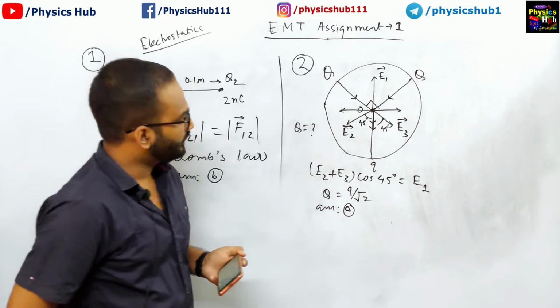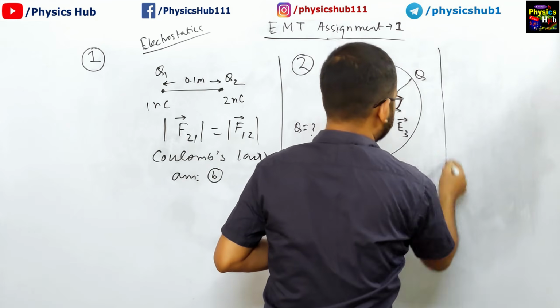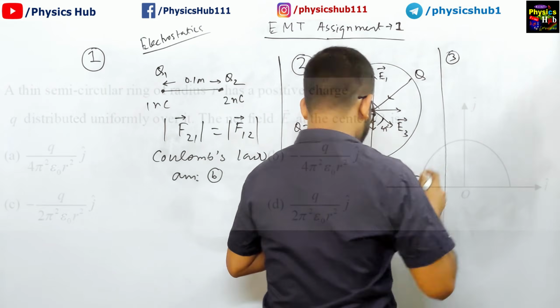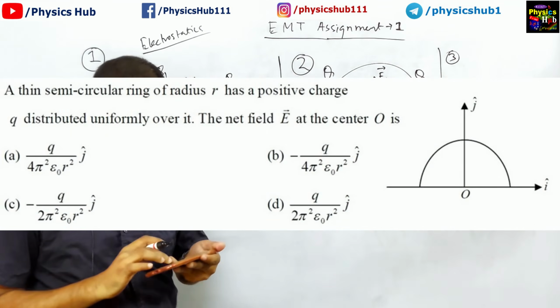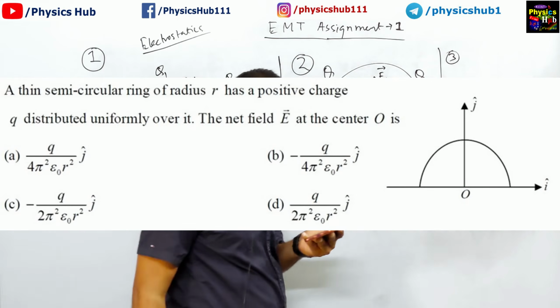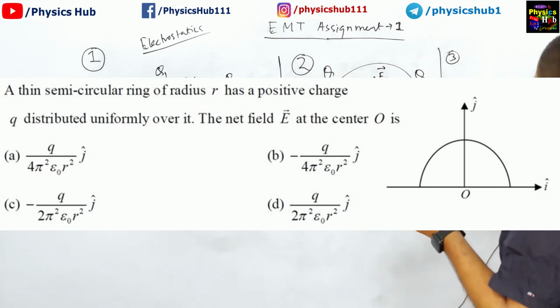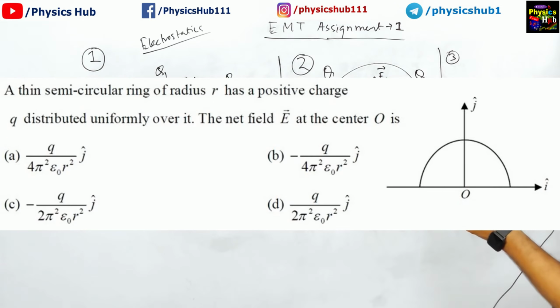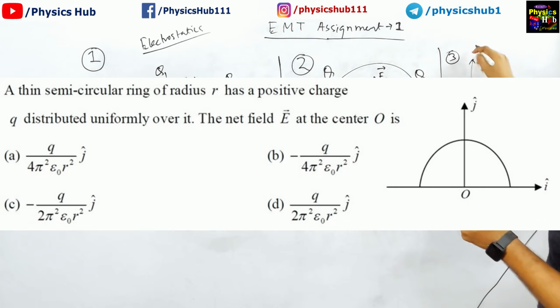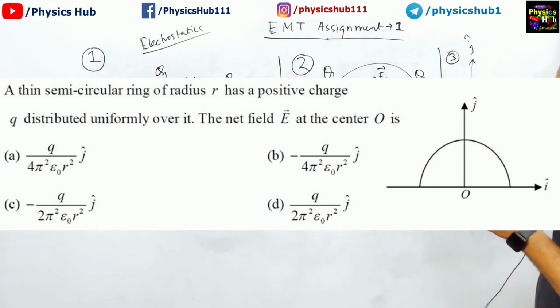So, this is a very simple problem. Let us move to the third problem, question number 3. Let us do it. A thin semicircular ring of radius r has a positive charge Q distributed uniformly over it. So, this is I cap given, this is J cap given to you.